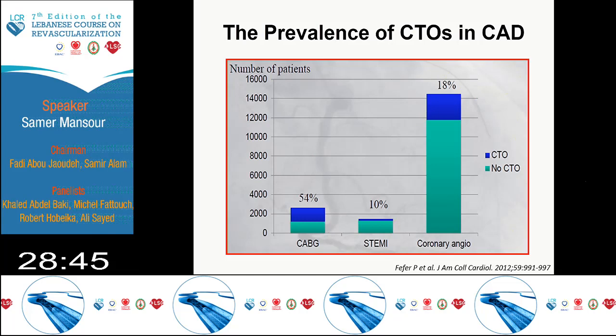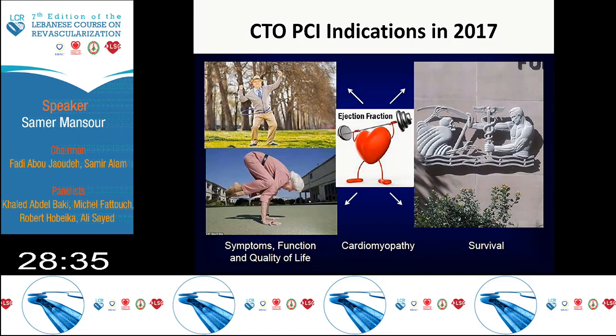So this is almost one patient over 5 that you would perform a coronary angiogram on, they will have a CTO. 2/3 of them will have a single vessel CTO, and 1/3 of them will have more than one vessel CTO. So this is highly prevalent. Do we need to touch all those CTOs? The answer is no. You do as you do for your non-CTO PCIs.